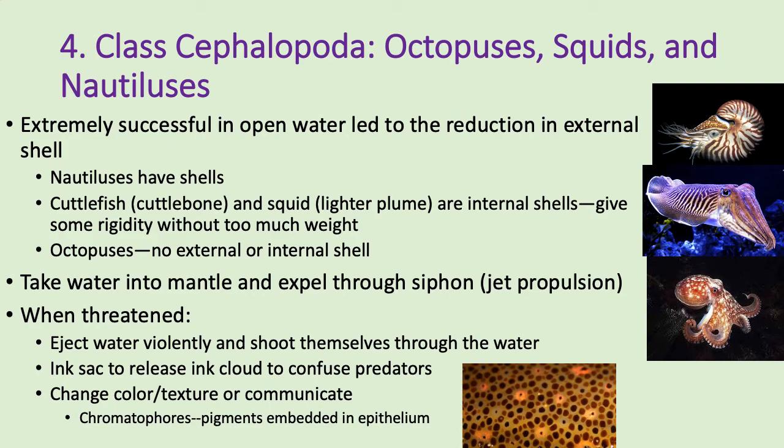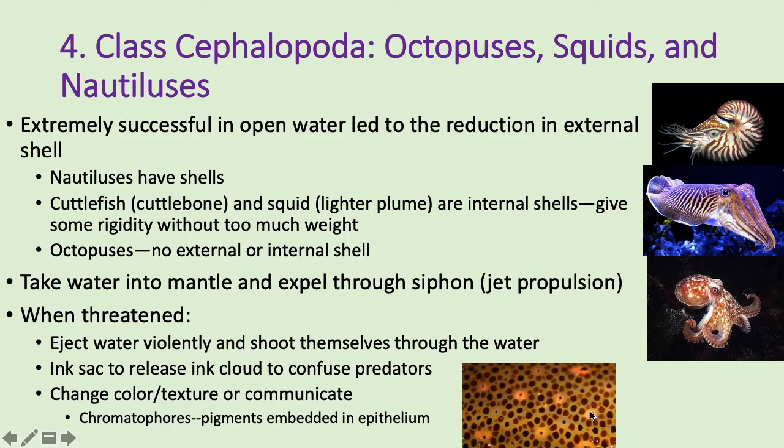They move through jet propulsion. They take in water through the mantle, expel it out through a siphon. So that's where you get that motion. And then when they do feel threatened, they will eject water violently, shoot themselves through the water, like propel quickly. They can actually move pretty fast. The ink sac will release that ink cloud to confuse their predators, and then they'll make a mad dash away while that predator is confused.